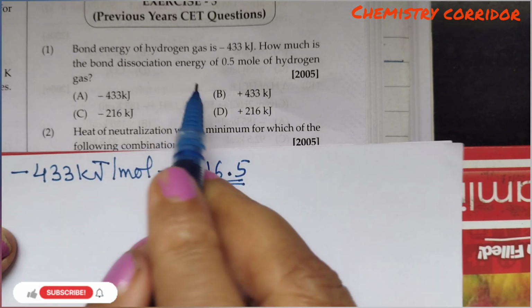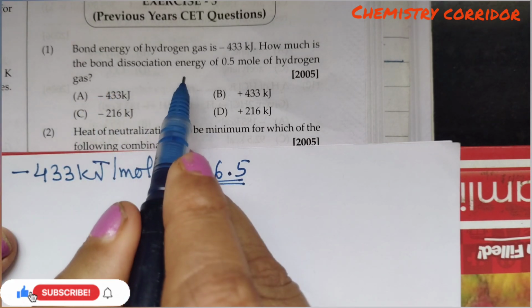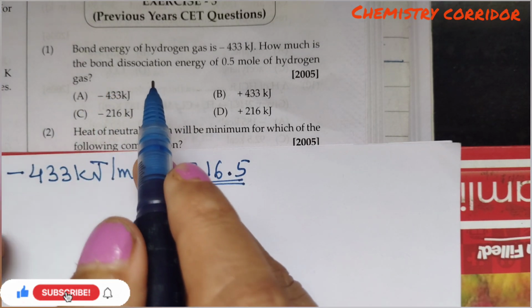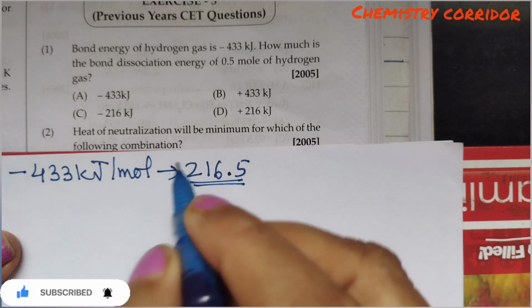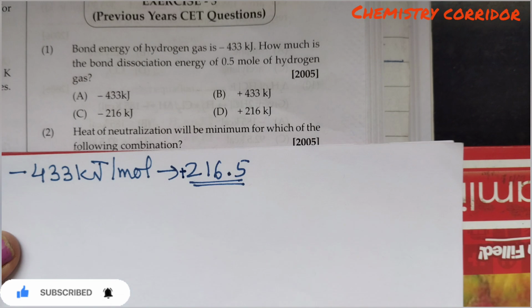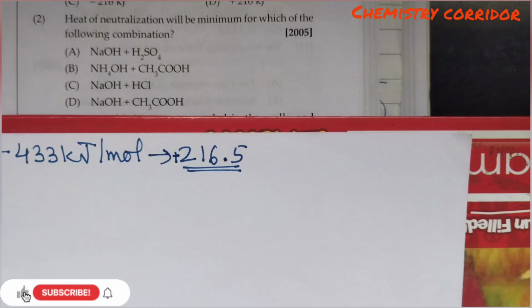216.5 kJ. But students, if you see this, your answer will be negative here, but they are asking for bond dissociation energy. For dissociating the bond, you have to supply energy, and so it will be an endothermic reaction. So your answer will be with the positive sign. So answer here is fourth option. Let's see the next question.